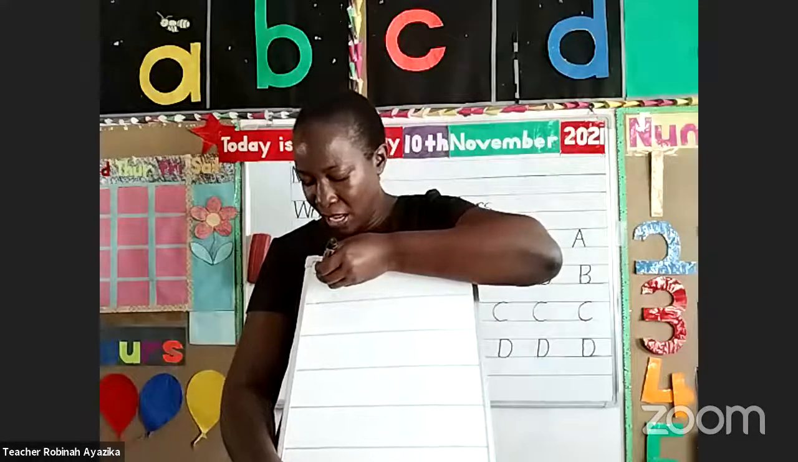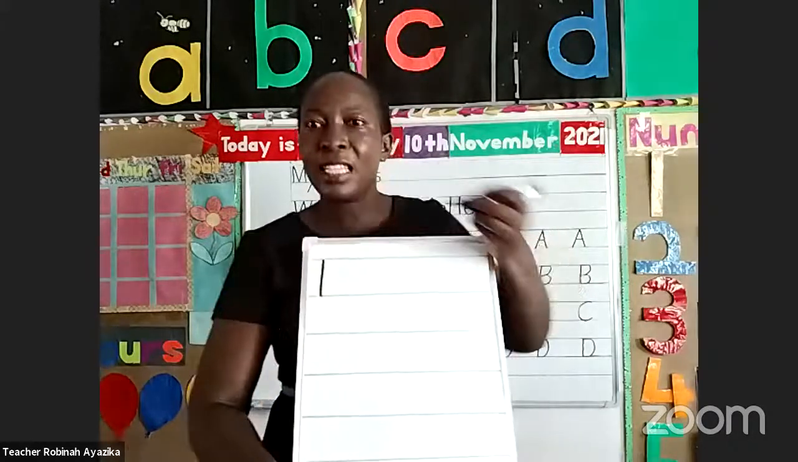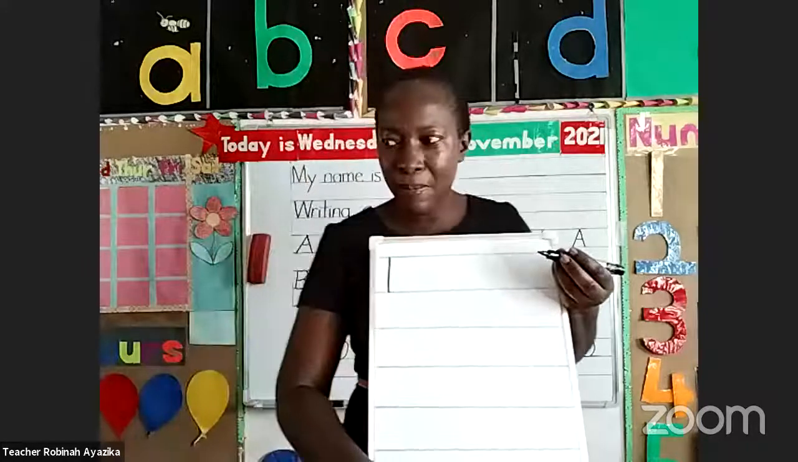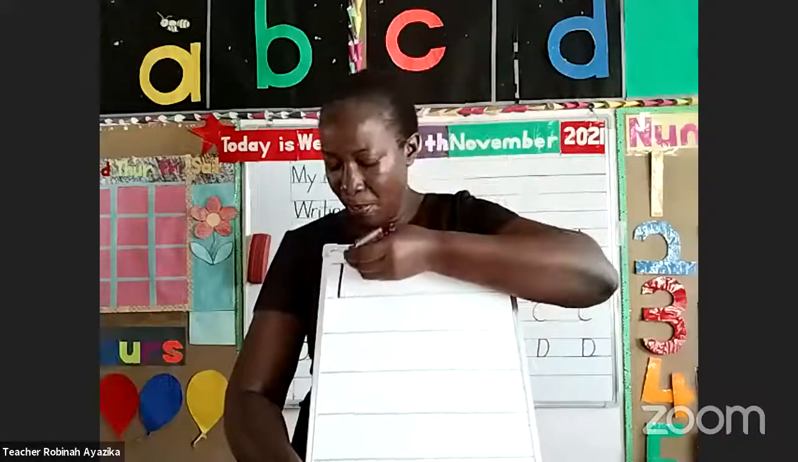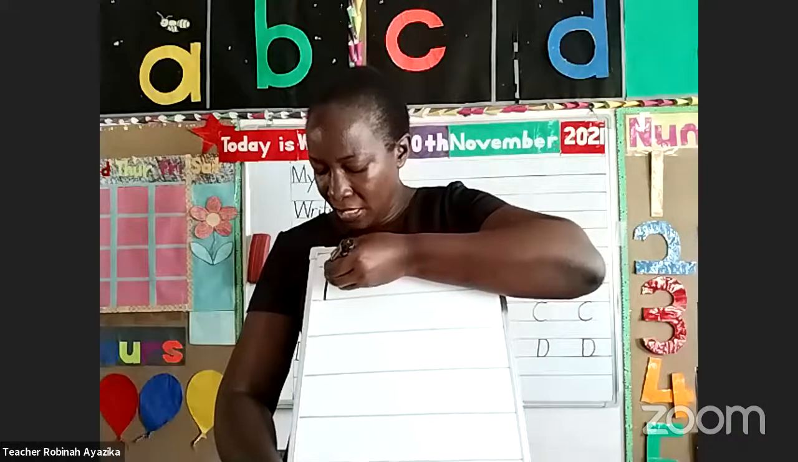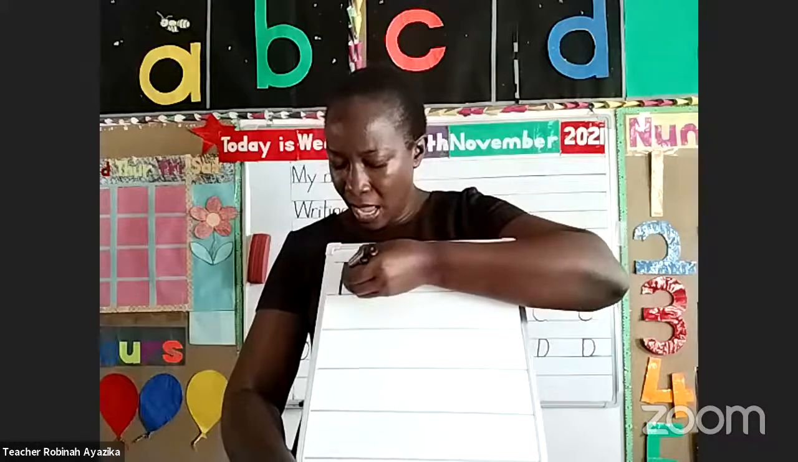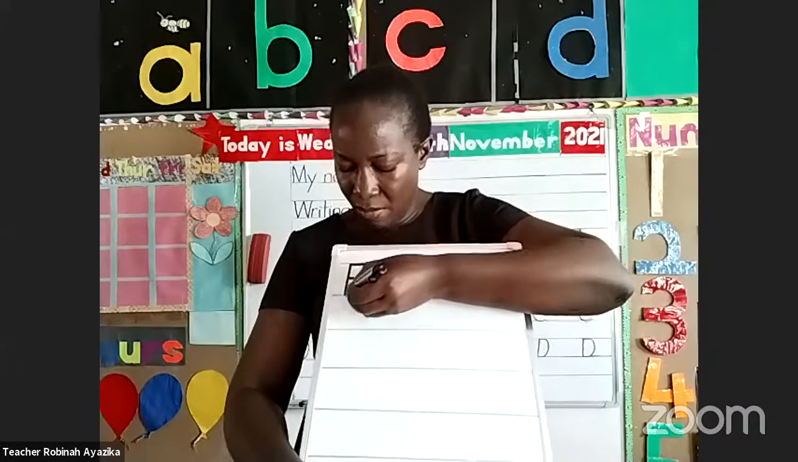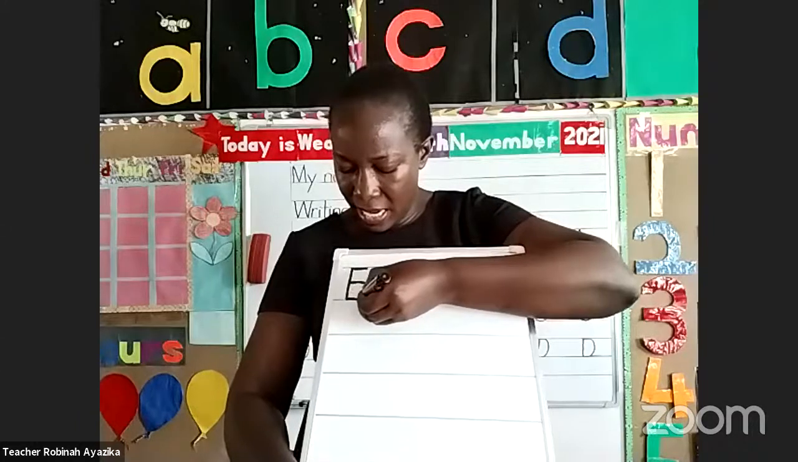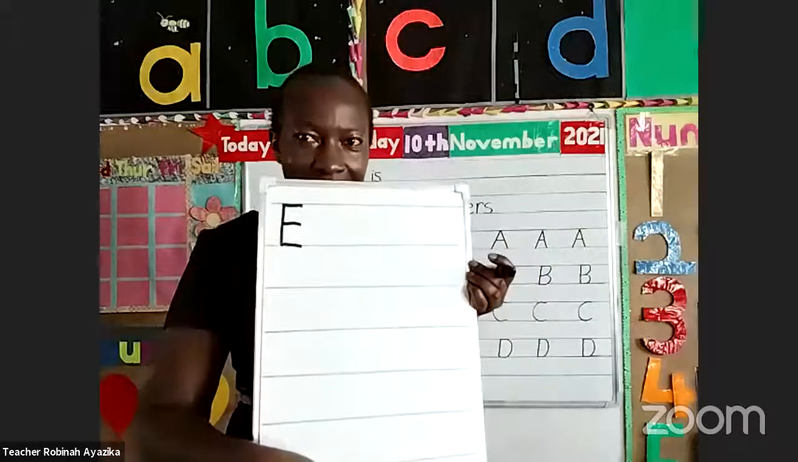So we start with a standing line, which sits nicely on the line there. Then we put 3 sleeping lines, but start from up. A sleeping line up, a sleeping line in the middle, and a sleeping line down. That is capital letter E.